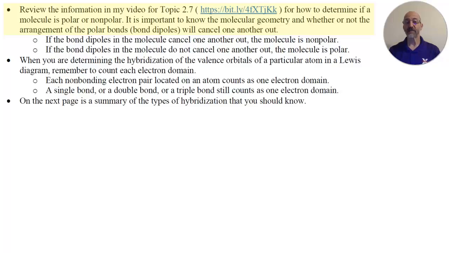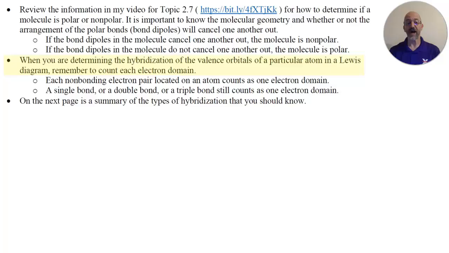Review the information in my video for topic 2.7 for how to determine if a molecule is polar or nonpolar. It's important to know the molecular geometry and whether or not the arrangement of the polar bonds or the bond dipoles will cancel one another out. Again, if the bond dipoles in the molecule cancel one another out, the molecule is nonpolar. On the other hand, if the bond dipoles in the molecule do not cancel one another out, the molecule is polar. And now on to hybridization.